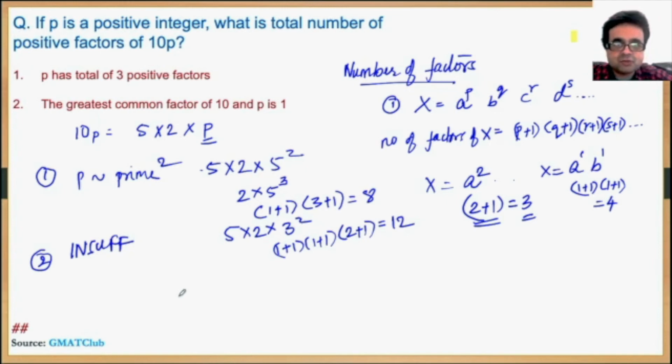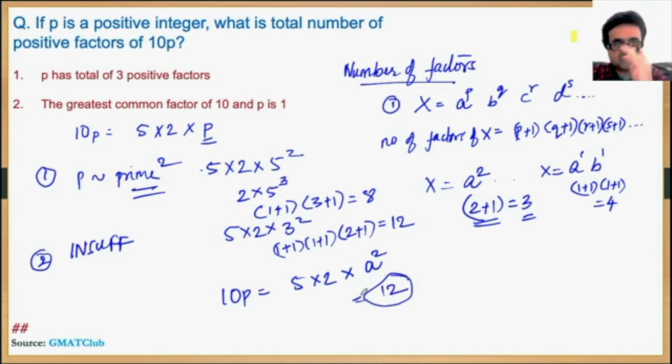When you combine these two statements, however, you know that p is a square of a prime number, and also it does not have 5 and 2 in it because the HCF, or the greatest common factor, is 1. So what that ends up is 10p would be equal to 5 multiplied by 2 multiplied by some prime number a squared, because we know it's a square of a prime number, and a cannot be 5 or 2. We have a clear answer that the number of factors would be 12, which is (1 plus 1) multiplied by (1 plus 1) multiplied by (2 plus 1). Hence, the answer to this problem is C. Both statements, when combined, can answer the question.